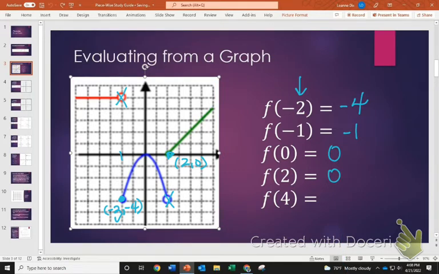And then finally, we have f of 2. F of 2 is going to be right here along the x-axis. There's nothing below it, but there is something above it. The ordered pair here is 4, 2. And so my answer is 2.